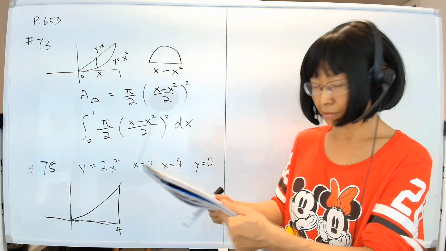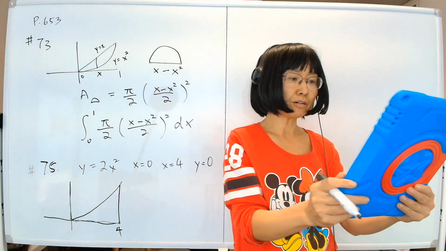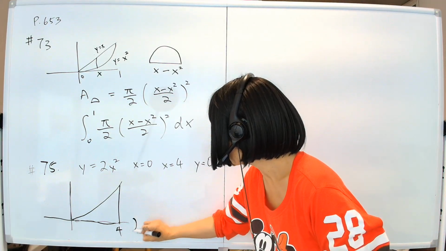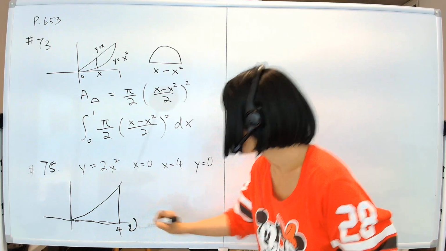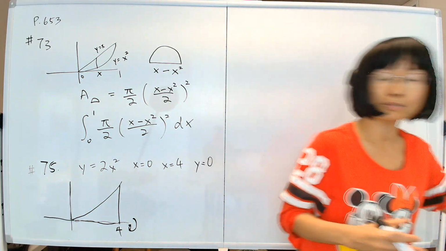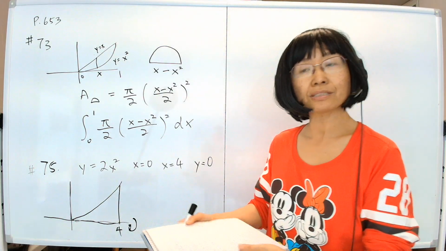And then we need to figure out what we are trying to do here. Let me read the problem again. So we are supposed to rotate around the x-axis. Okay, I got it. So here we are trying to do this, spinning that thing that way. Now, in order to spin it that way, we're going to use the disk method.